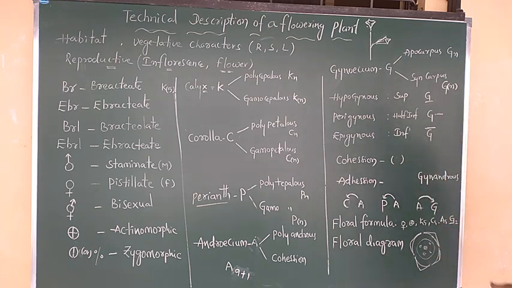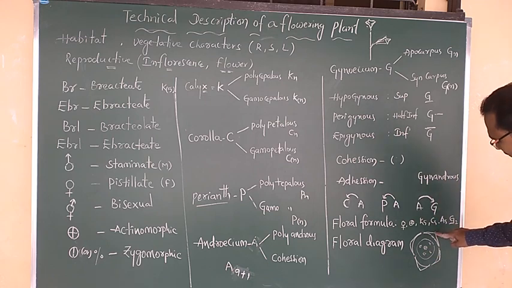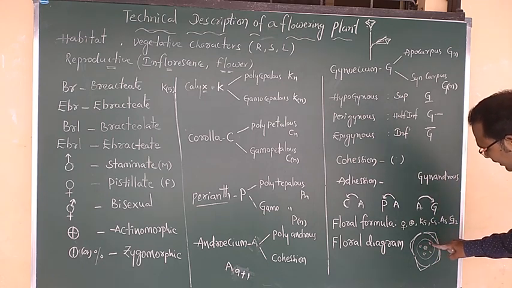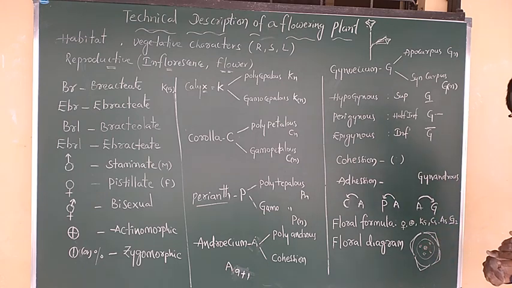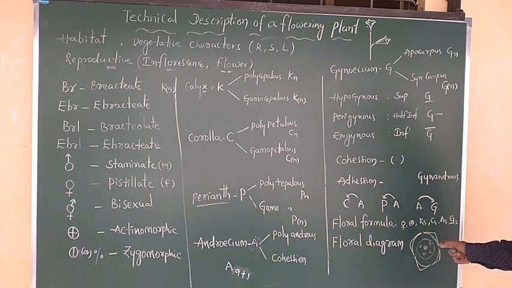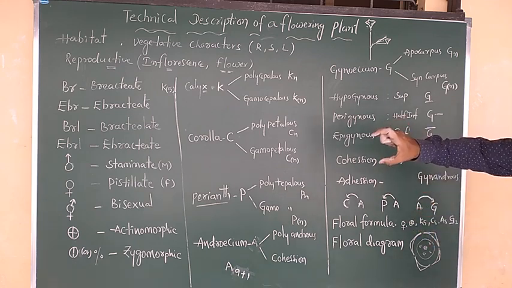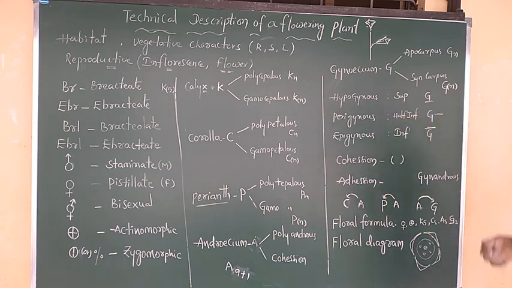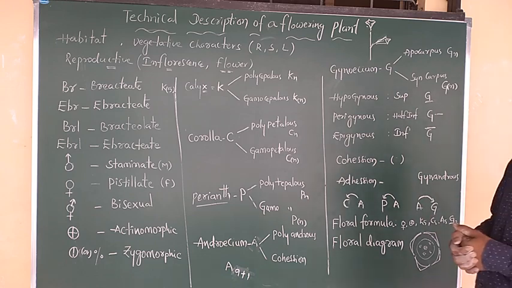The floral diagram clearly indicates how many sepals are present, how many petals are present, how many stamens are present, how ovules are arranged. This indicates the floral diagram. At the bud condition, we can draw like this. But normally, with the help of this description, we can write it as a formula. This we call a floral formula.